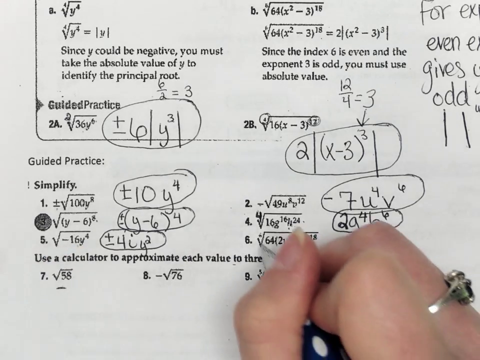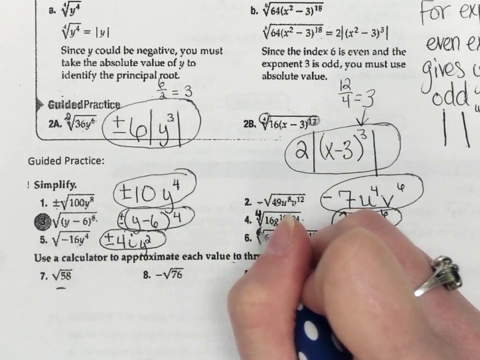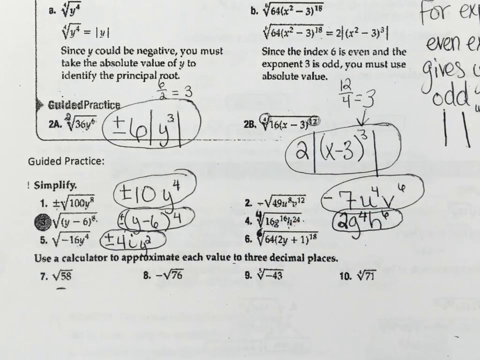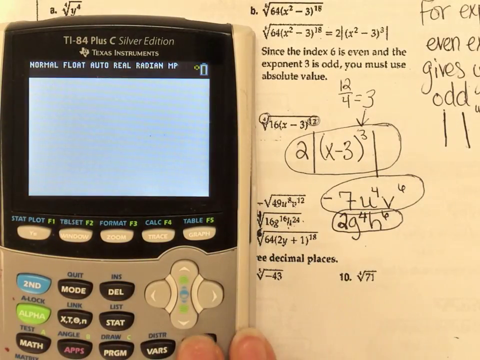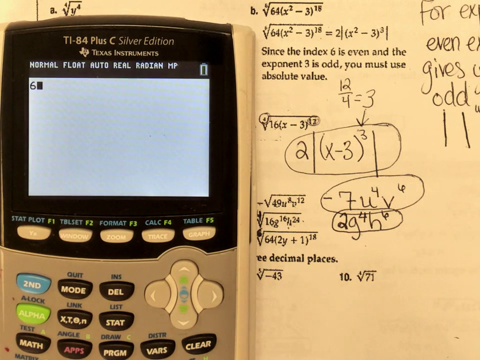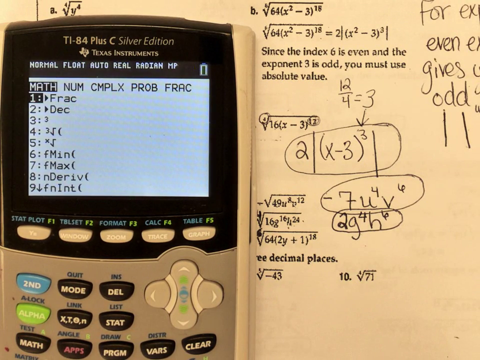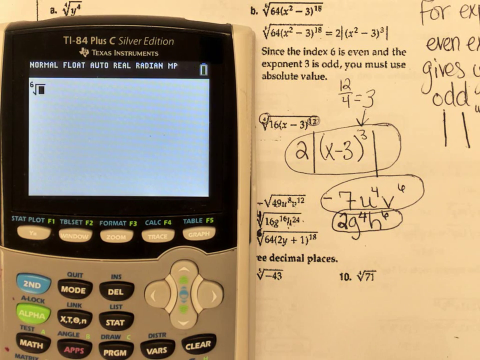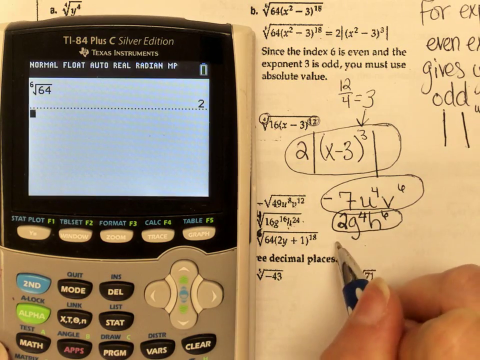Let's see. That is a 6 as an exponent. I mean, as a root right there. So if you want to fix that. All right, use your calculator. Here we go. You hit 6. Then you hit math. You go down to the x root, which is number 5, and then you type in 64. What'd you get? 2.